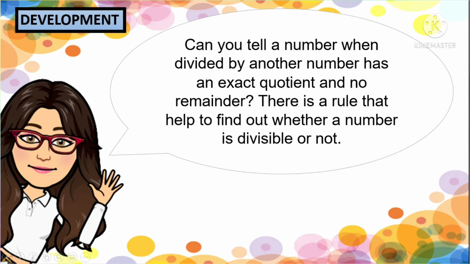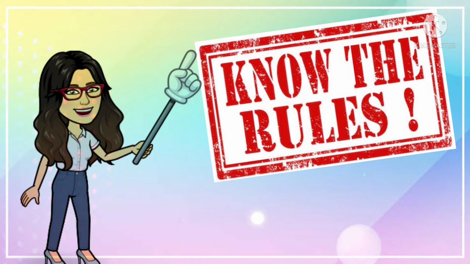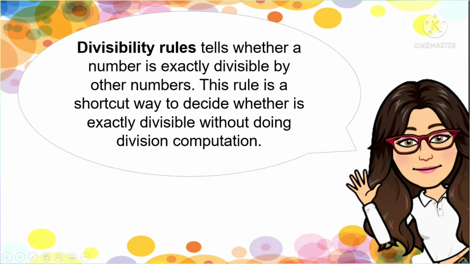Can you tell when a number divided by another number has an exact quotient and no remainder? There's a rule that helps to find out whether a number is divisible or not. There are certain rules we need to know first to easily determine the factors, most especially for bigger numbers. But before that, let us first define what divisibility rules are. Divisibility rules tell whether a number is exactly divisible by other numbers. This rule is a shortcut way to decide whether a number is exactly divisible without doing division computation.